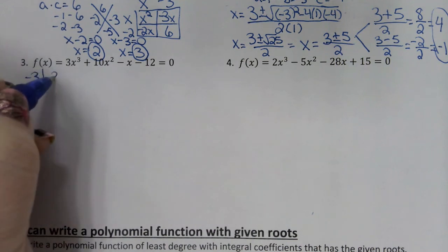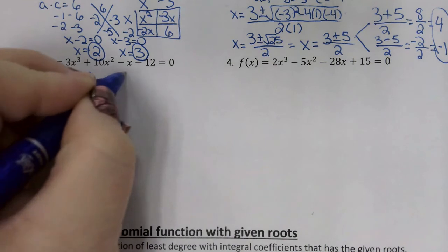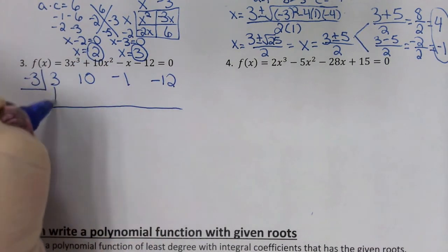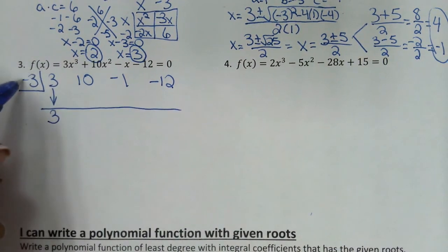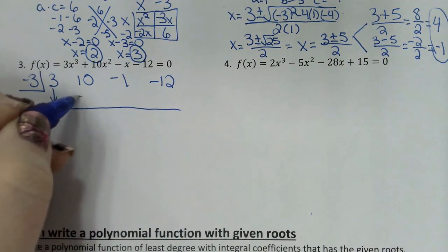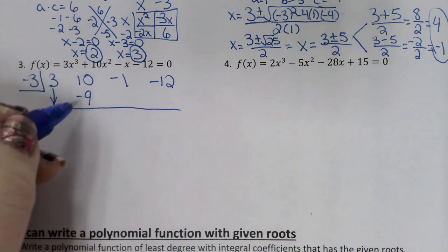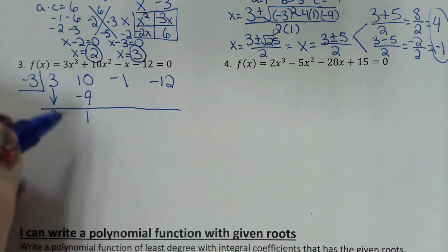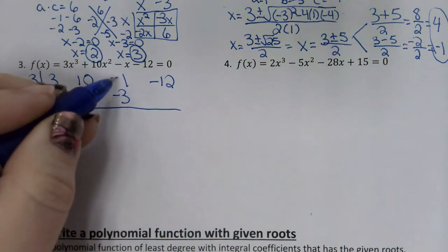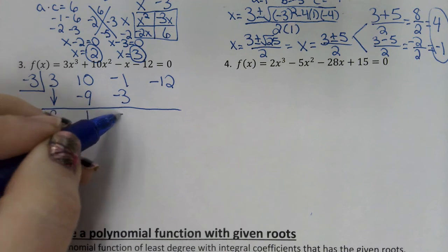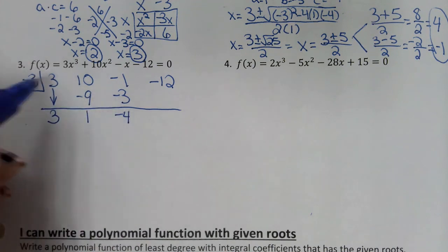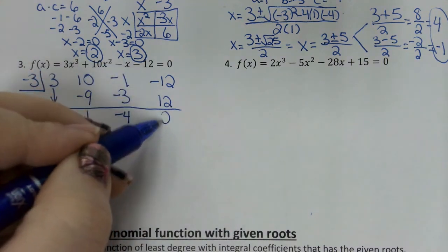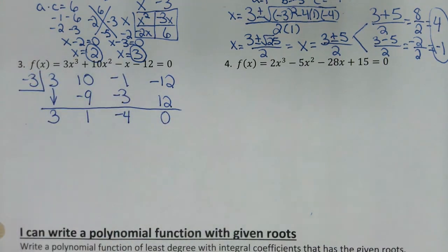So 3, 10, negative 1, negative 12. 3 times negative 3 gives me negative 9. 10 plus negative 9 gives me 1. Negative 3 times 1 is negative 3. Negative 1 plus negative 3 is negative 4. Negative 3 times negative 4 is 12. And negative 12 and 12 is 0. That's what I want. That's what I have to have.